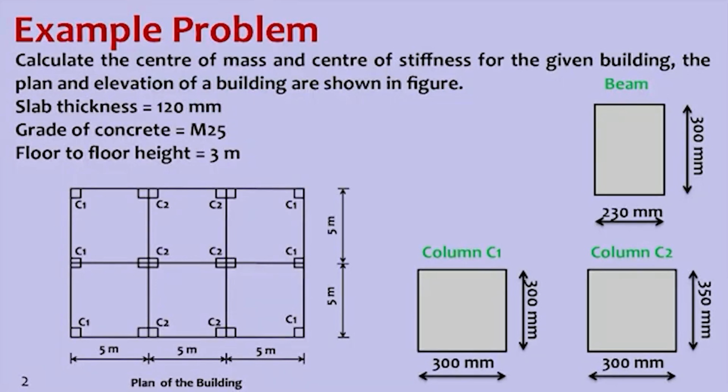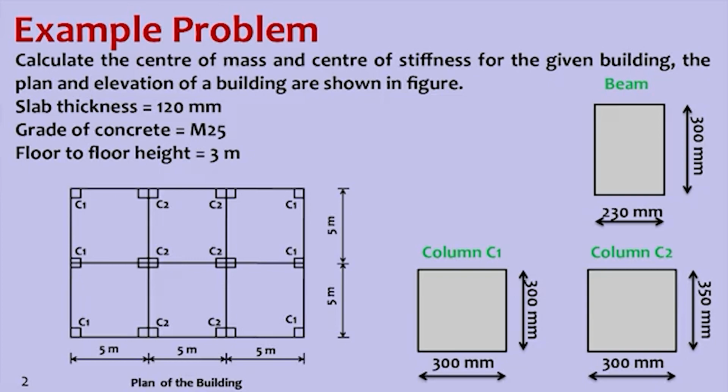The problem says to calculate the center of mass and center of stiffness for the given building; the plan and elevation of the building are shown in the figure. In the plan we have a total of 4 into 3, 12 columns of two types: C1 of size 300 by 300 and C2 of size 300 by 350 mm. The beams are of size 230 by 300 mm, the slab thickness is 120 mm, the grade of concrete is assumed to be M25, and the floor to floor height is 3 meters.